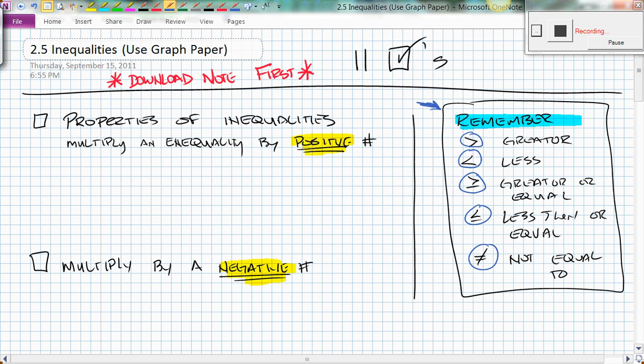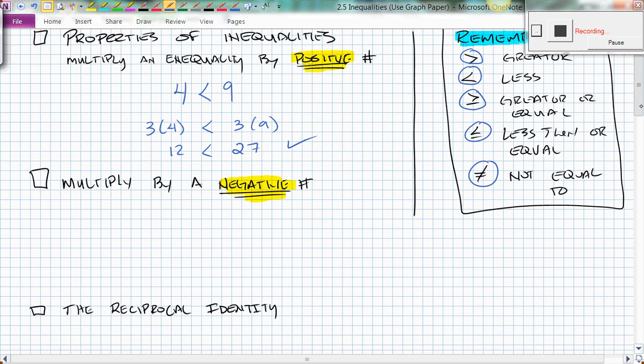So the first property is you can multiply an inequality by a positive number. Such as, 4 is less than 9. True statement. So if I take 3 times 4, it should still be less than 3 times 9. And yep, 12 is still less than 27. True. So that's the first property that we would have talked about.